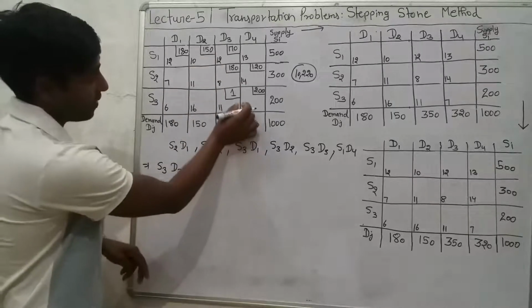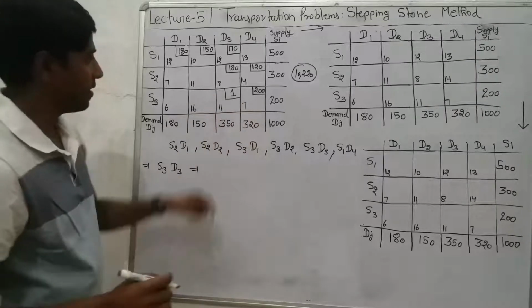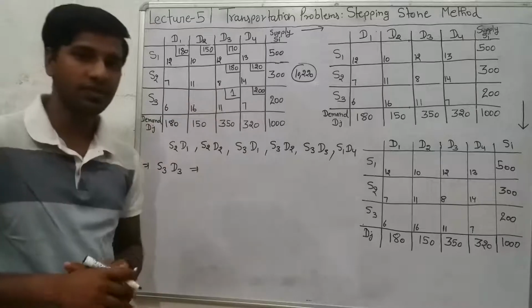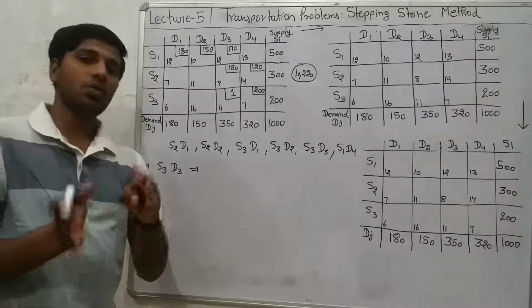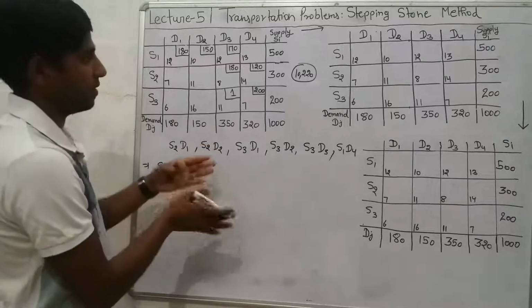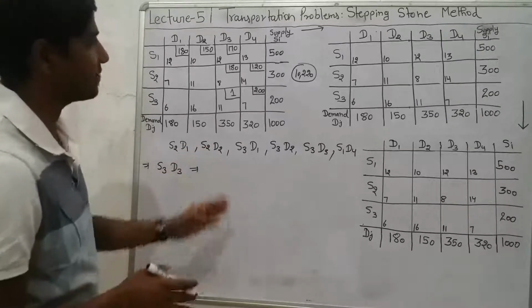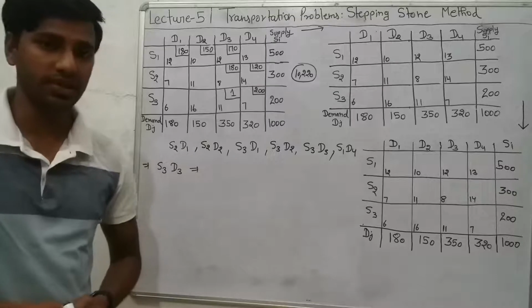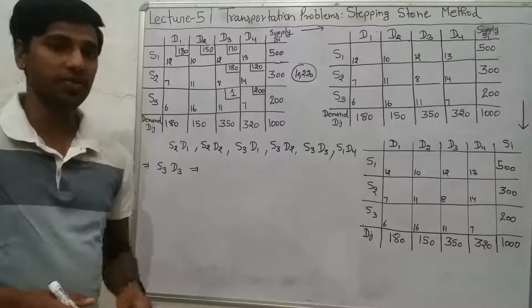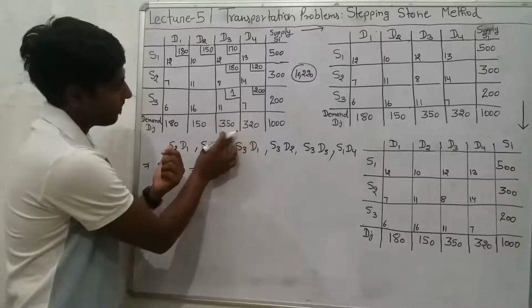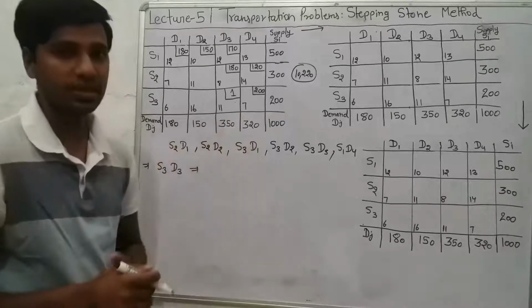350 units. After allocating one unit to this cell, the sum of the D3 column became 351. But what is the condition of obtaining a solution in a transportation problem? It must satisfy all the rim requirements. But in this case, after assigning one unit, the sum of this column became 351.